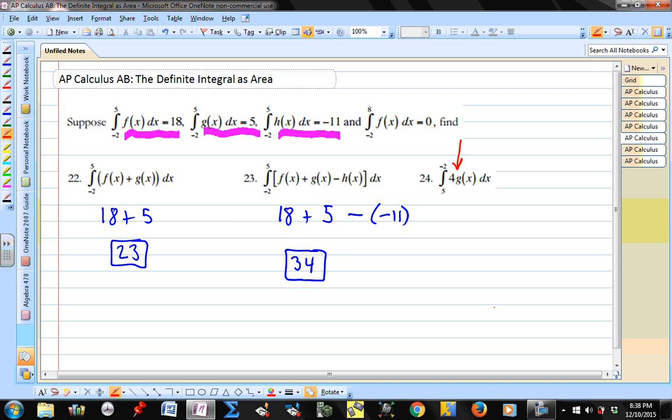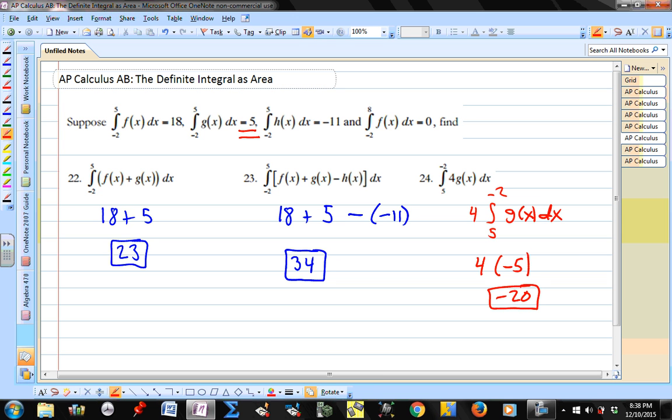See this constant multiple of 4? We can think of this as 4 times the integral from 5 to negative 2 of g of x with respect to x. So first of all, we need to be careful here. Did you notice that the limits of integration were reversed? So the integral of g from negative 2 to 5 is 5. So the integral of g from 5 to negative 2 is going to be negative 5. Switching the limits of integration gives us the opposite answer. So instead of 4 times this integral, we get 4 times negative 5, which is negative 20. That's our story, and we are sticking to it.